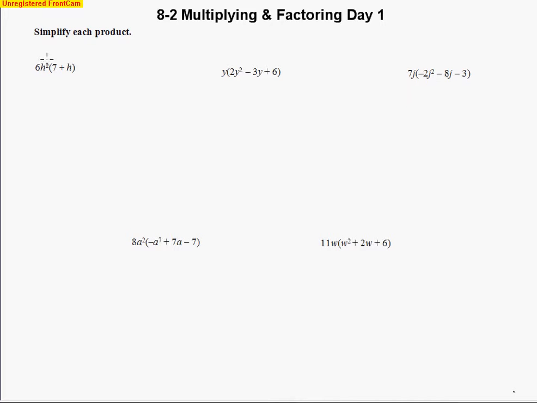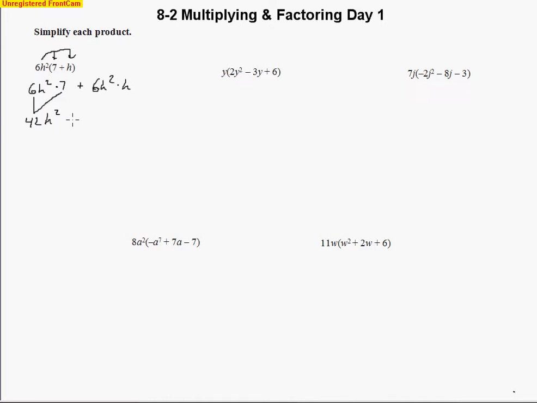And so when we do that, we're basically using the distributive property. We're taking the 6h squared and multiplying it over this addition. So it kind of looks like this: 6h squared multiplied by 7, and then we'll go ahead and add on that 6h squared multiplied by h. And so we just have to remember some rules of exponents, which says you can take the coefficients, the numbers in front of the variables, and multiply those. So that makes 42, and I just have h squared.